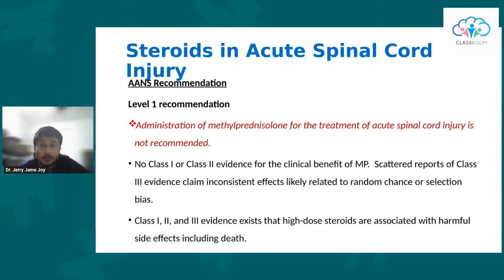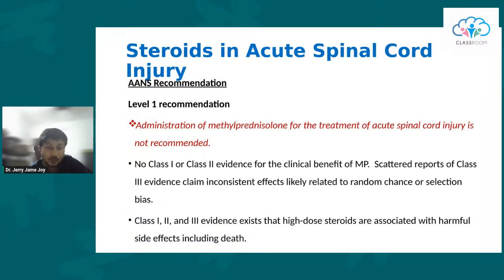Now, coming to the role of steroids in acute spinal cord injury, the American Association of Neurological Surgeons recommends that the administration of methylprednisolone for the treatment of acute spinal cord injury is not recommended. Basically, there is no class 1 or class 2 evidence for the clinical benefit of methylprednisolone. Whatever benefit we got from the studies, basically the NASCIS trial, is from the subgroup analysis. So these are mainly class 3 evidence claiming inconsistent effects likely related to random chance or selection bias.